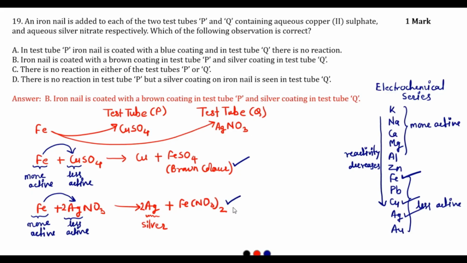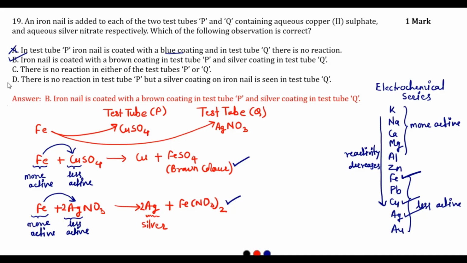And now we have to see the options. If you see the options, in the first option, in test tube P the iron nail is coated with blue coating, and in test tube Q there is no reaction, it seems. So it is wrong. Then B: iron nail is coated with brown coating in P and silver coating in Q. So this option is the correct one. Now no need to check the C and D options. Therefore, the correct option is option B.